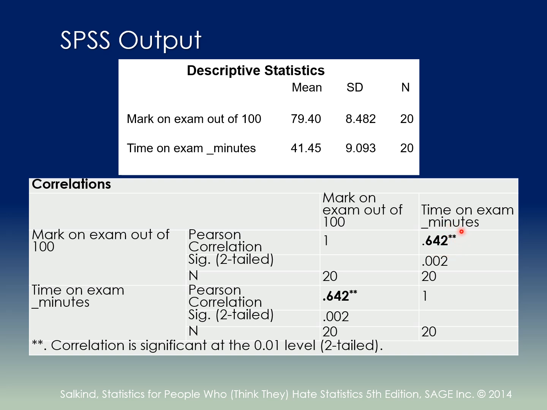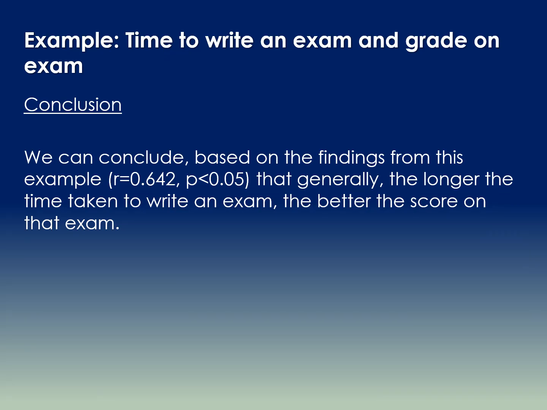Those little asterisks there tell me if it's significant or not, and lo and behold, it is. The correlation is significant at the 0.01 level, right? So this is what it means. As a matter of fact, SPSS actually gives us the direct p-value of 0.002. So this is much less than 0.05. And so we would say that there is a statistically significant correlation between the time it takes to write an exam and the grade that one gets on the exam. And this would be our conclusion here.